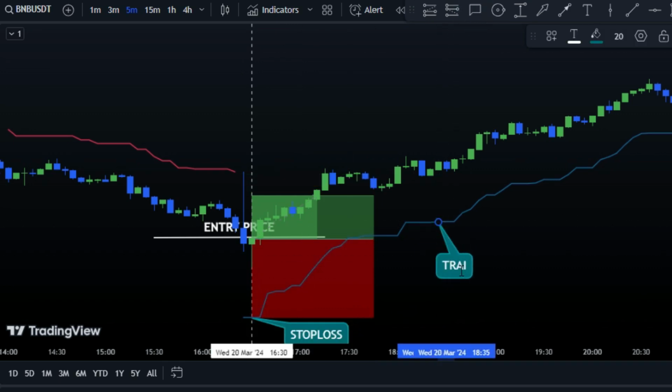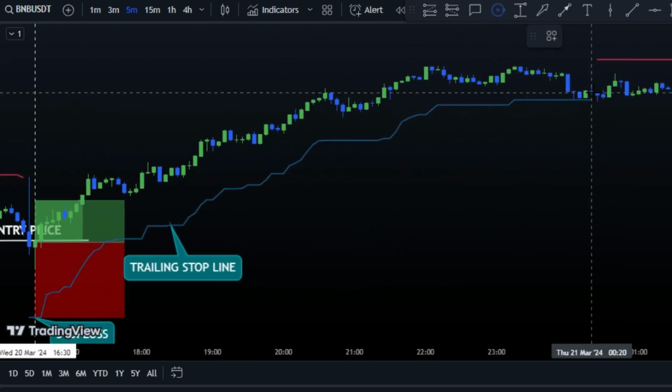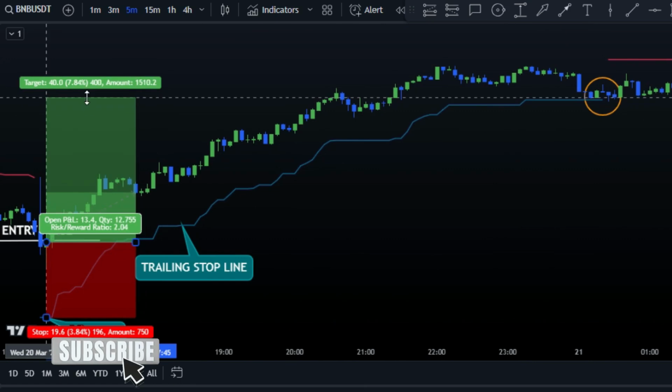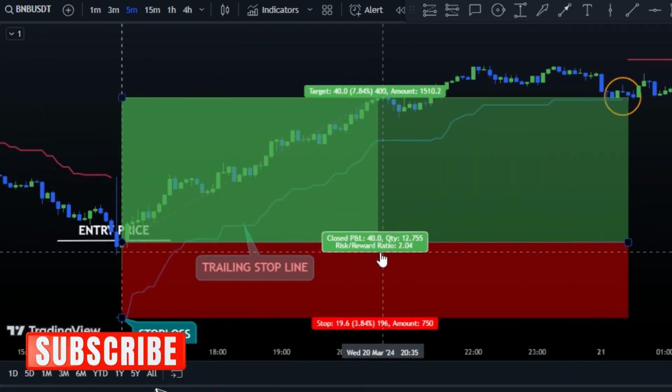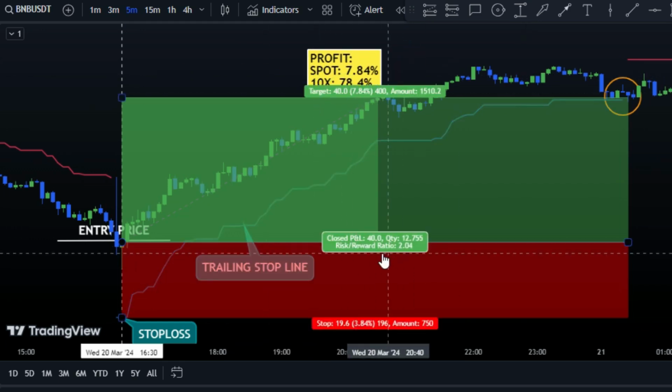Now to exit the trade, simply trail the stop loss using the ATR stop loss line until the price intersects with it. As you can see from this example, following these rules allowed us to make a profit of 78% with just a single trade.